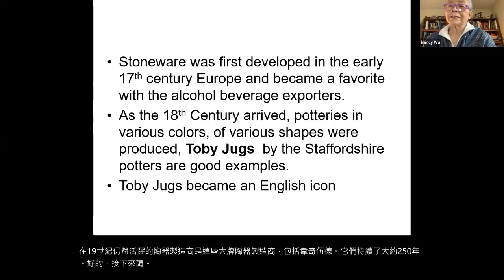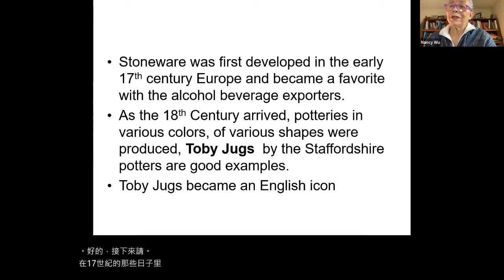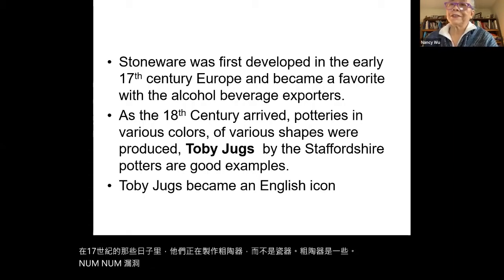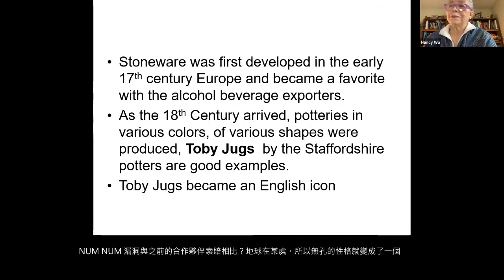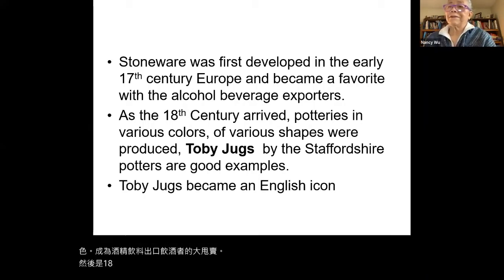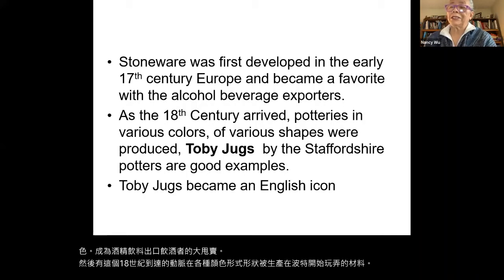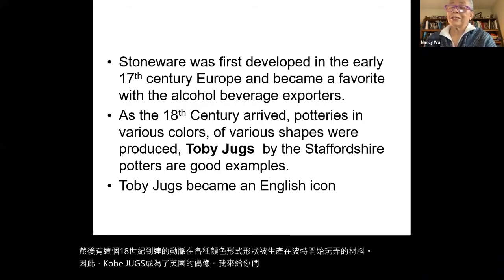In those days, early days of the 17th century, they were making stoneware, wasn't porcelain. The stoneware was non-porous, as compared to the previous clay earthenware. And so the non-porous character became a very favorite, became a big sale for the alcohol beverage export drinkers. And in the 18th century, potteries in various colors, forms, shapes were produced, and the potters started playing with the material. So Toby jugs became an English icon. I'll show you what Toby jugs look like. Next, please.